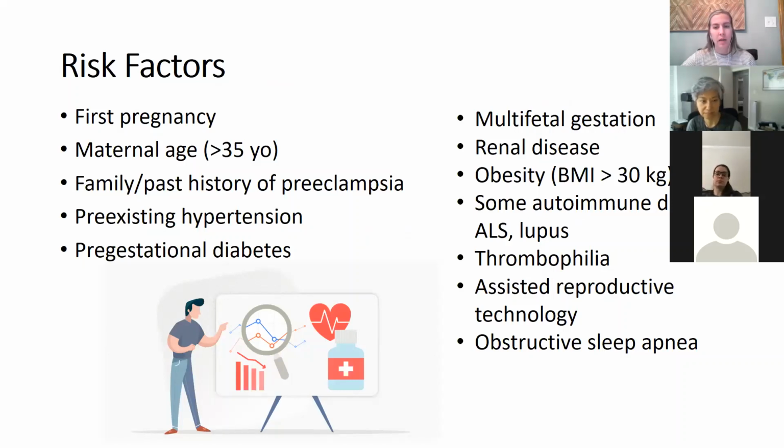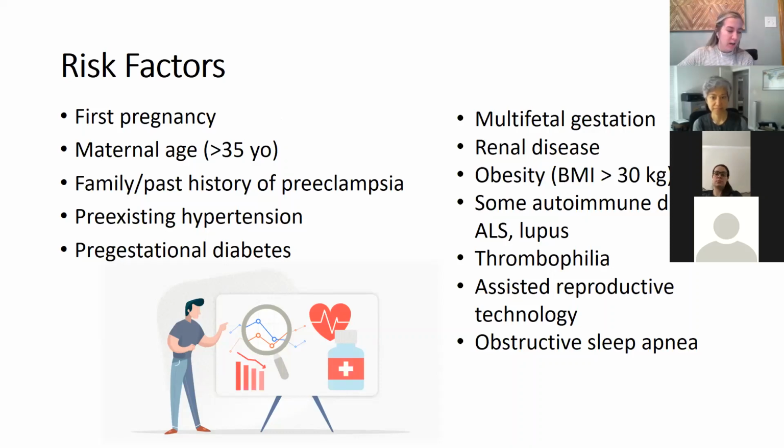Pre-existing hypertension, mom has diabetes, multiple fetuses, any history of kidney disease, mom is obese. We see some of these autoimmune diseases like ALS or lupus, thrombophilias, if they use infertility treatments, so maybe IUI, IVF, is good to know. And then a history of obstructive sleep apnea. So these are all things. And sometimes we look at a patient and we're like, they're a ticking time bomb, right, for preeclampsia. We think it's going to happen. It's just a matter of time when, right?